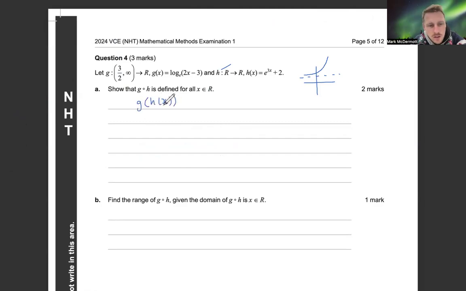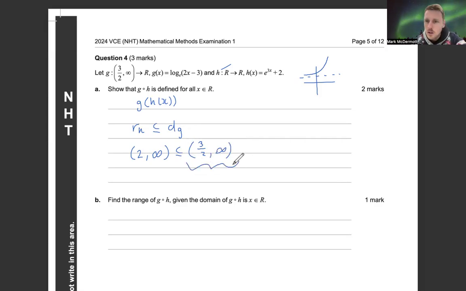Okay, so the output of h of x. Oh no, maybe I was right. The range of h has to be a subset of the domain of g. Yeah, that checks out. Yeah, I was right. All good. So the range of h is 2 to infinity, and that is within 1.5 to infinity. That sits inside 3 on 2 to infinity. I don't know why I always struggle with those ones.